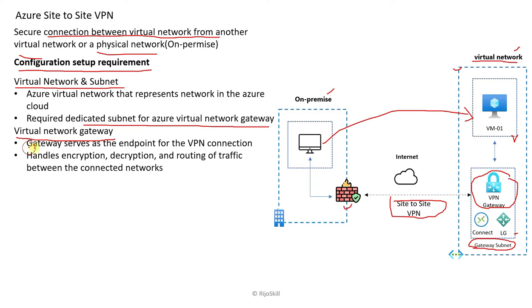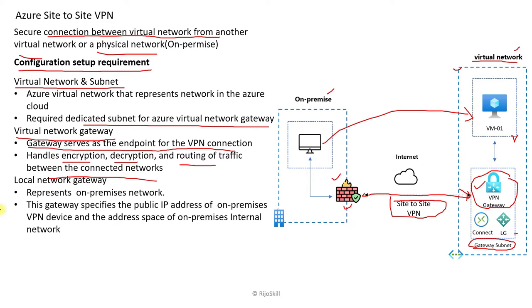So what does gateway mean? The gateway serves as the endpoint of the VPN connection. So this is the endpoint connecting the virtual network to on-premises. You can see here this is your endpoint, so all the connections will come to this endpoint. This endpoint will handle the encryption, decryption and routing of traffic between the connected networks. For both the on-premises network and our virtual network, the VPN gateway, the virtual private network gateway, is the endpoint of our connectivity.